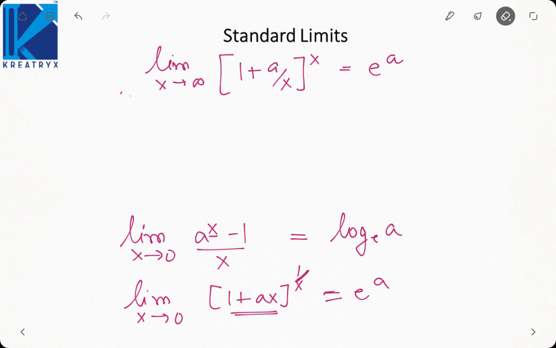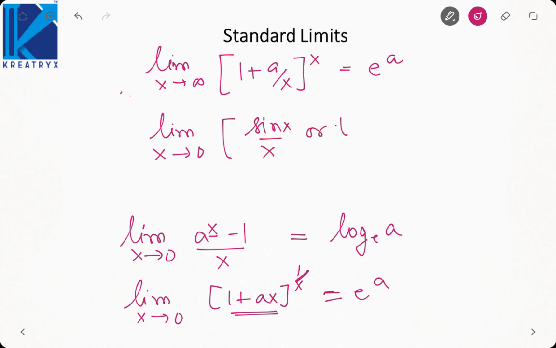Then the next would be limit x tending to 0 of sin x by x, or you can have tan x by x. It will come out to be 1. Again, you can apply L'Hopital rule here, as both numerator and denominator are tending to 0, so it is a 0 by 0 form. The derivative of sin x will be cos x, and the derivative of the denominator is 1. So it will be cos x. Cos of 0 is 1.